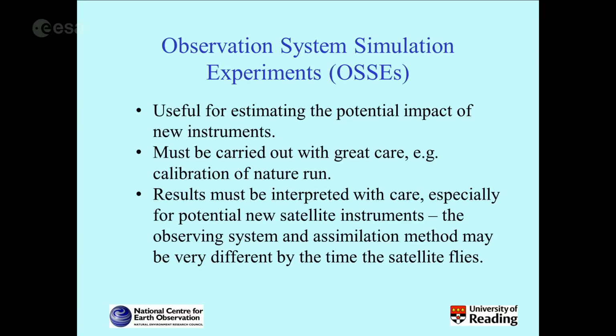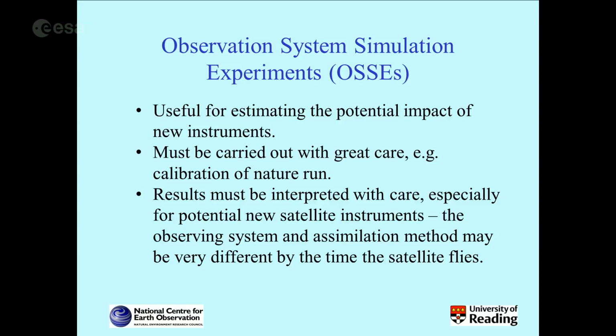So this is useful for estimating the potential of new instruments, and it is done a lot when people want to design new instruments, particularly in weather forecasting. However, you need to carry it out with great care. For example, the nature run needs to be very carefully calibrated to make sure that you're getting consistent results. And you need to interpret the results with care, particularly if you're thinking about potential new satellite instruments.